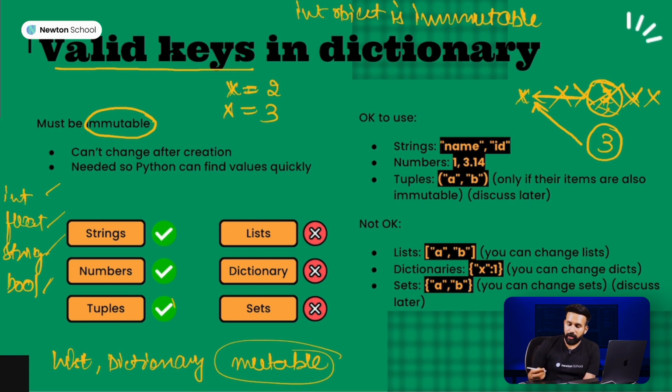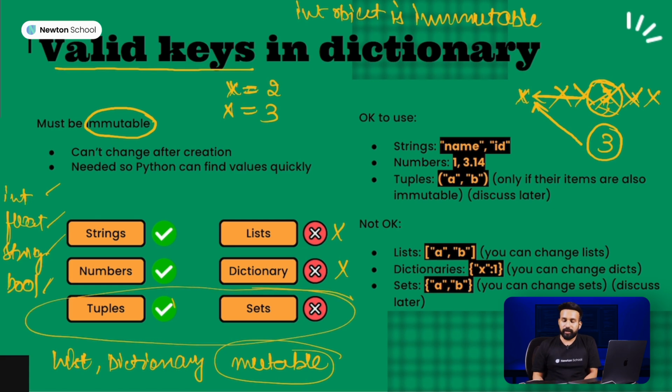What you cannot use is list because it is mutable. Sorry, you cannot use dictionary. Again, it is mutable. You can make a lot of changes. We will see two more data structures, tuples and sets, and we will see that you can use tuples because they are immutable, and you cannot use sets because they're mutable.